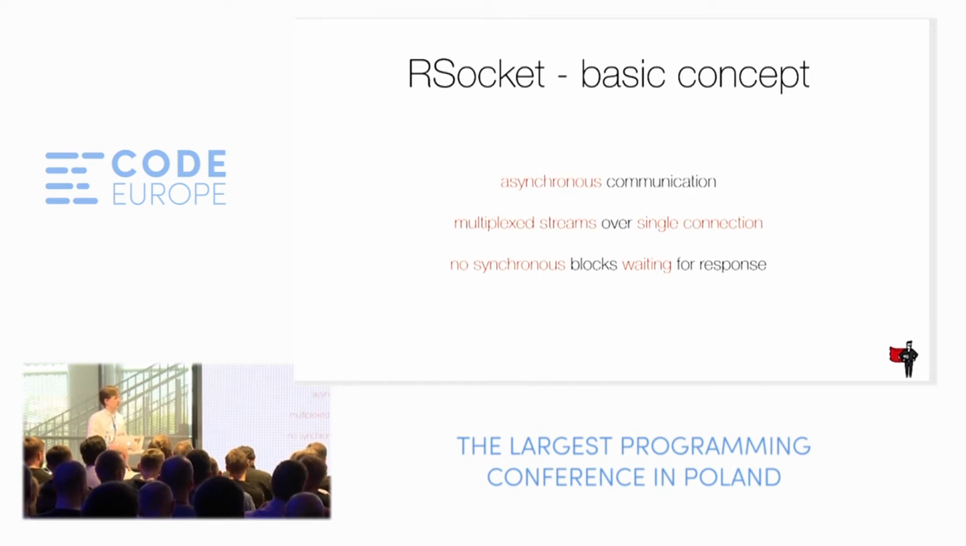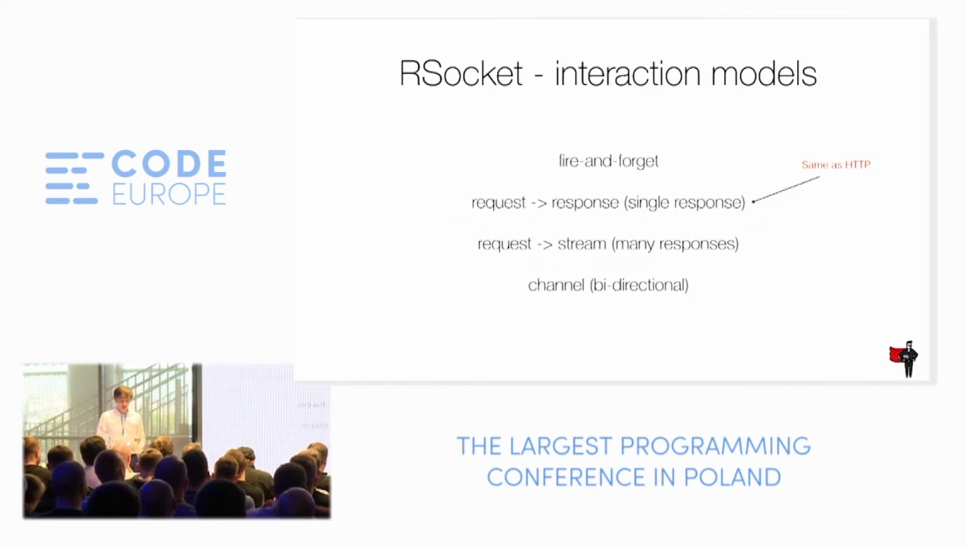It provides multiplexed streams over a single connection. So what does it mean? We can have a single connection between our applications, so we are using just a single port. And within this connection, we can have, abstracted as multiplexed, different streams. So we can have, for example, subscriptions over different topics, and no synchronous blocks waiting for a response. So the whole API is asynchronous and ready to use in the asynchronous world.